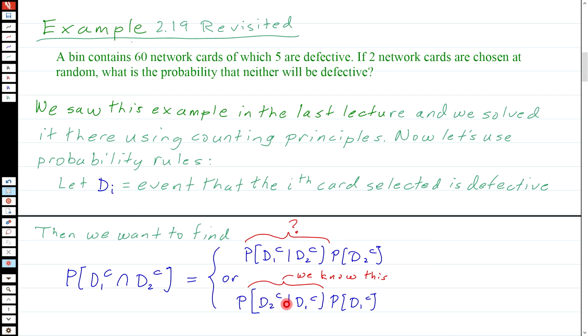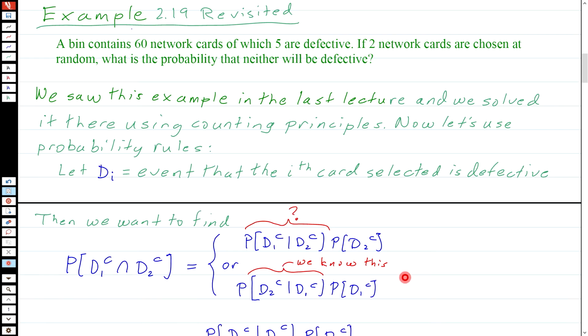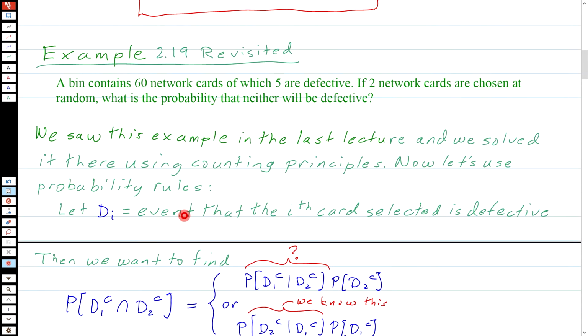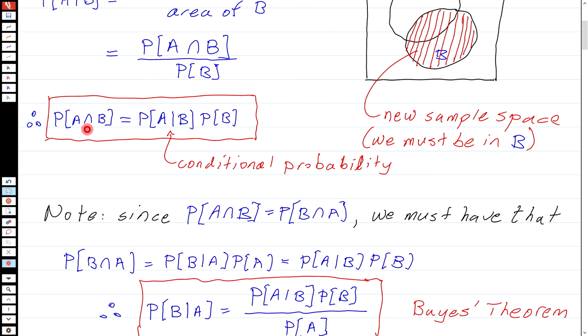So this way is better. Probability of D2 complement given the D1 complement, that the first card was non-defective, and then multiply by the probability that the first card is non-defective. So we're going to use this form of this probability rule. By the way, I forgot to mention way up here that this rule says that for each intersection we get a multiplication. Okay, so probability of A intersection B is the product of two probabilities. And the nice thing about intersections is that it doesn't blow up into more terms. Probability of A intersection B intersection C is going to be the product of three things.